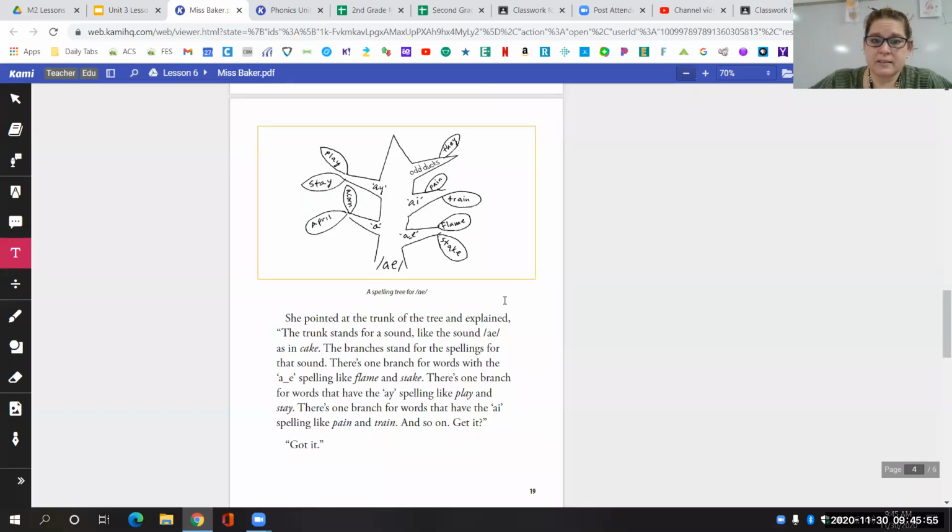She pointed at the trunk of the tree and explained. The trunk stands for a sound, like the A sound, the A as in cake. The branches stand for the spellings for that sound. There's one branch for words with the A-E spelling, like in flame and steak. There's one branch for words that have the A-Y spelling, like play and stay. There's one branch for words that have the AI spelling, like pain and train, and so on. Get it? Got it.